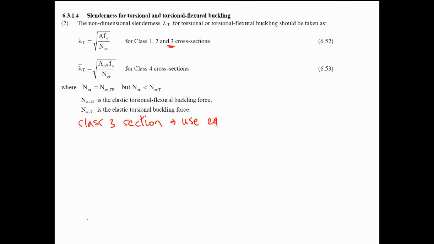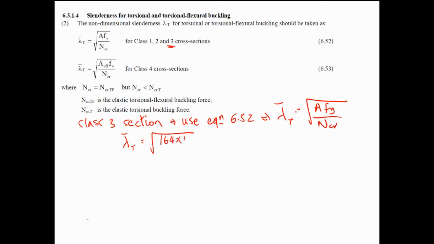Then we use equation 6.52, which implies that the normalized slenderness for the torsion is equal to the square root of A Fy over N Cr. So that means the normalized slenderness value for torsion is equal to the square root of the cross section area, which is 164 centimeters squared, 64 centimeters squared, millimeters squared, times 275 newtons per millimeter squared. That's above the line. That's the cross section resistance, divided by the torsional buckling resistance, which is 10,900 by 10 to the power of 3 newtons.